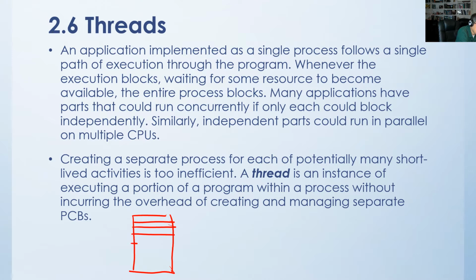A process control block is a data structure, right? It's used to represent the current state of a process. It's a big structure. So whenever the execution blocks, if the process is running and then it blocks, the process is waiting for some resource to become available. Normally the process will block itself.